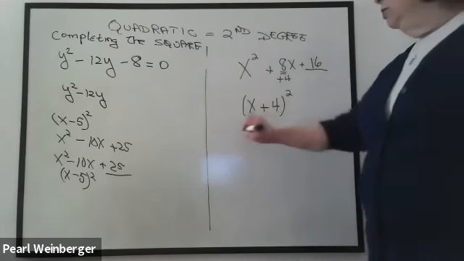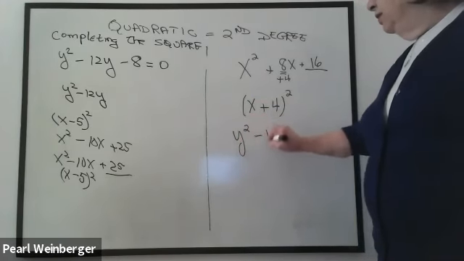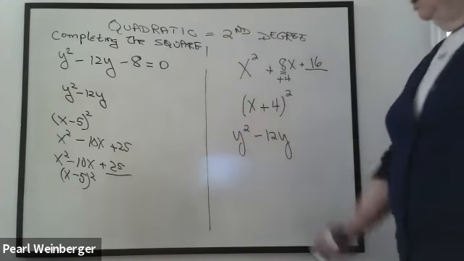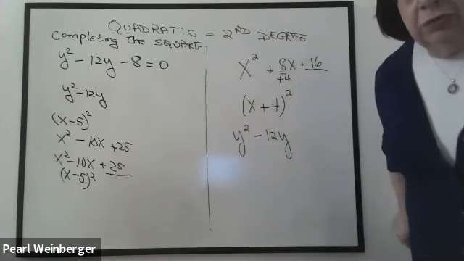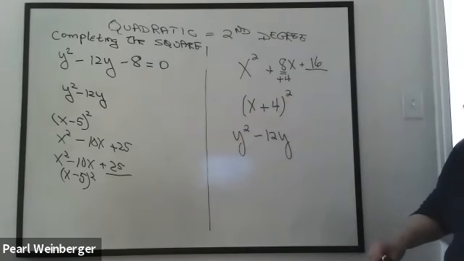Okay, let's see if you can do the next one. Suppose I have y squared minus 12y. What would you do to complete the square? Give me a couple of minutes to try it.